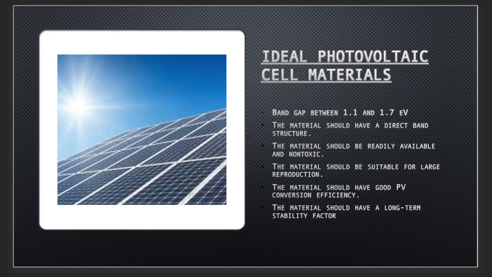Ideal photovoltaic cell materials. Band gap between 1.1 and 1.7 eV. The material should have a direct band structure. The material should be readily available and non-toxic. The material should be suitable for large reproduction. The material should have good PV conversion efficiency, and the material should have a long-term stability factor.